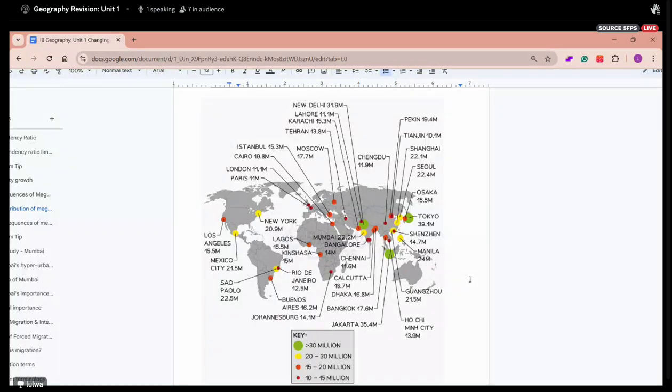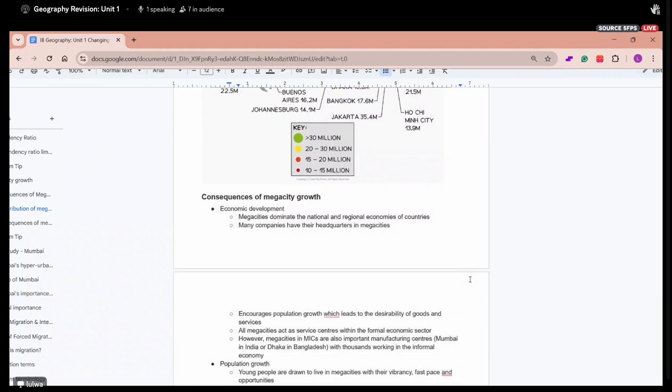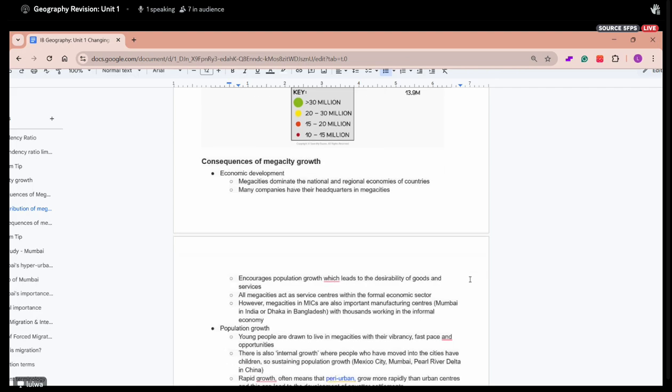But you can see that there is a rise of megacities around the world. And what are the consequences of these? So, economic development. Megacities dominate the national economies of the country, and many companies would have their headquarters in these megacities, turning them into economic hubs. This encourages population growth, which leads to the high demand of goods and services in the megacity. All megacities act as service centers within the formal economic sector.